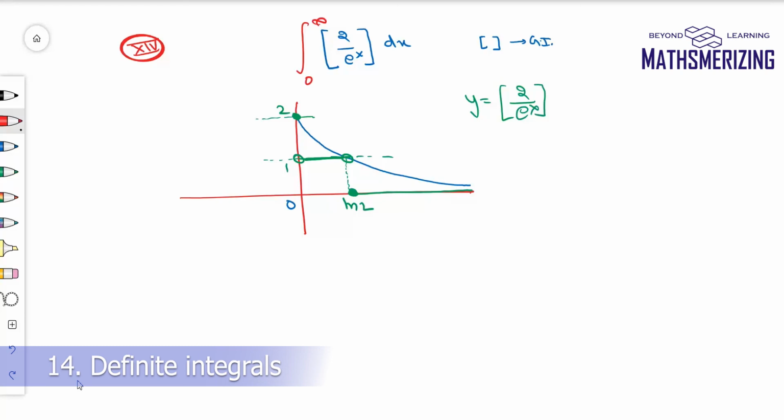Now, if you have studied definite integrals, then a definite integral is the area between the graph and the x-axis with a plus or minus sign. If the graph lies above the x-axis, we'll take a plus sign, and if the graph lies below the x-axis, we'll take a minus sign. So in this case, the only area which is possible is this rectangle between 0 and log 2. So the value of this definite integral is log 2.